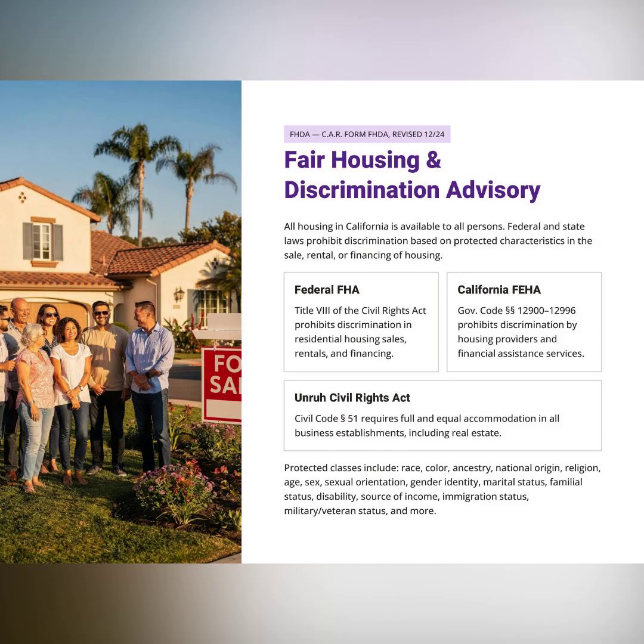Fair housing is a cornerstone of ethical real estate practice. This advisory reminds us that all housing in California must be available to all persons, without discrimination. Federal and state laws strictly prohibit discrimination in housing transactions based on protected characteristics, such as race, religion, gender, sexual orientation, disability, and source of income, among many others. Familiarity with the Federal Fair Housing Act, California's Fair Employment and Housing Act, and the Unruh Civil Rights Act is essential. Upholding these principles is not just a legal obligation. It's a moral imperative that promotes equitable access to housing for everyone.